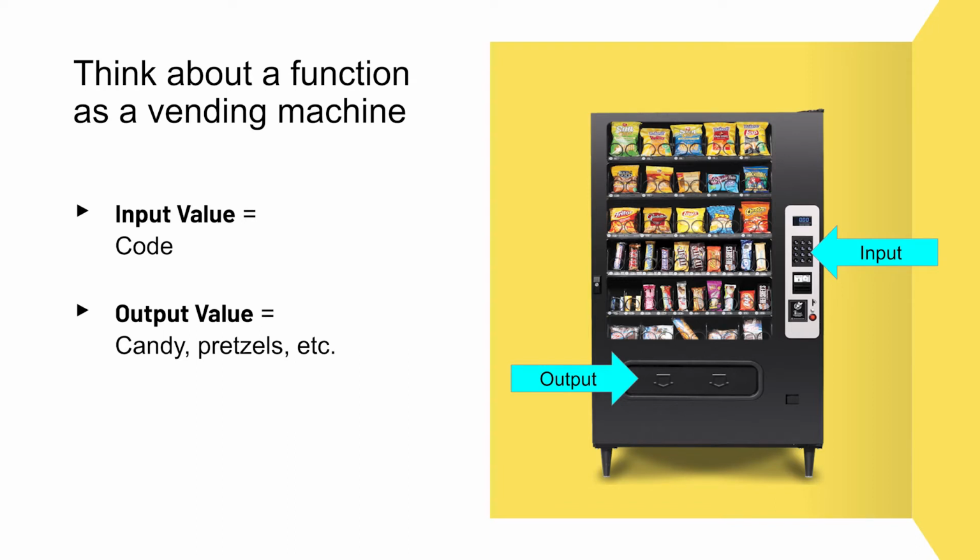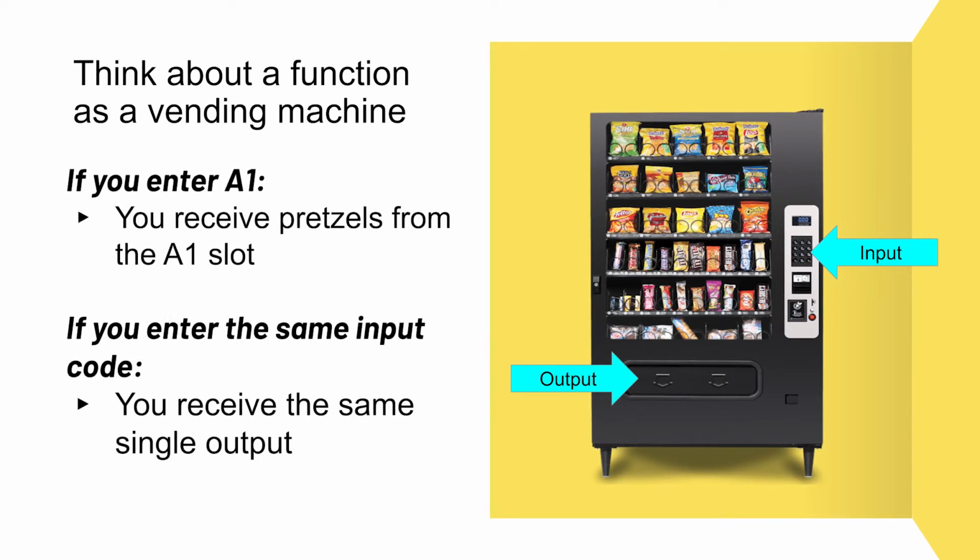In this video, we are going to talk about functions and how to use them to help figure construction supply and labor costs. To introduce functions, we are going to think about a function as a vending machine. On the vending machine, you enter an input value, the code you type in, that corresponds with the output that you want, the candy, pretzels, etc. If you enter A1, you will receive the pretzels from the A1 slot from the machine. If you enter the same input code the next time, it will give you the same single output. The machine will not give you more than one output per transaction.